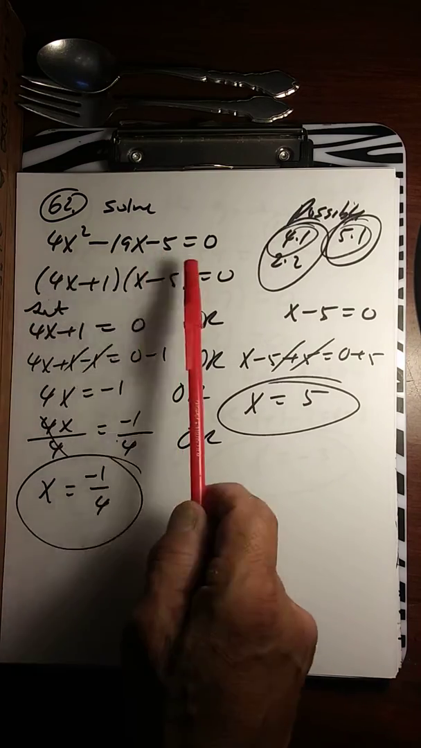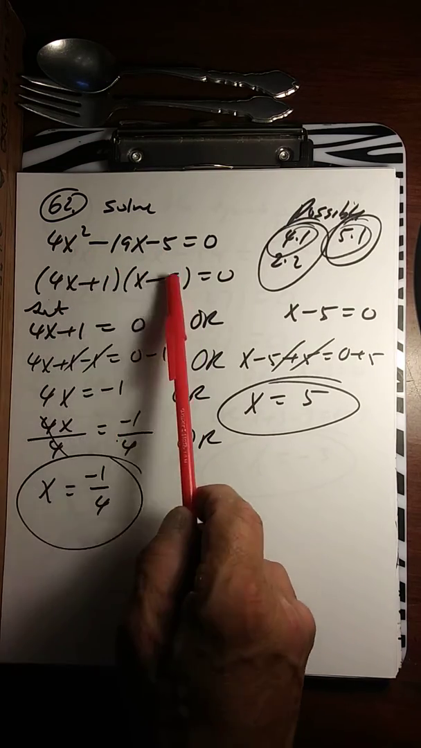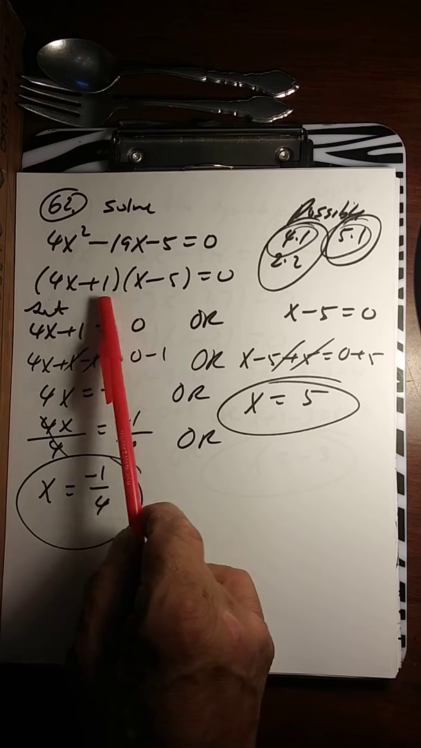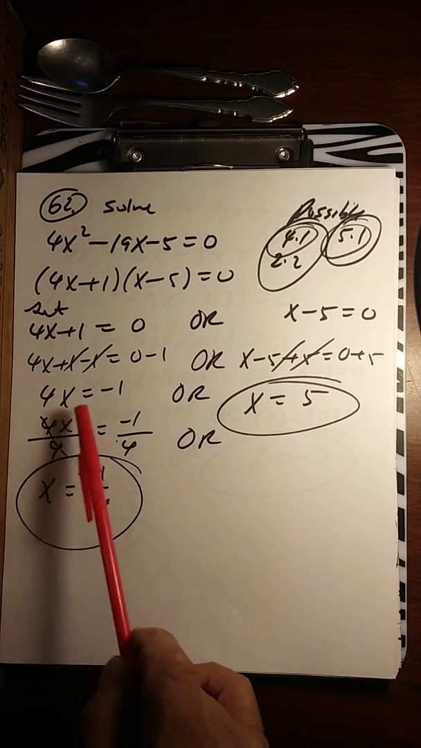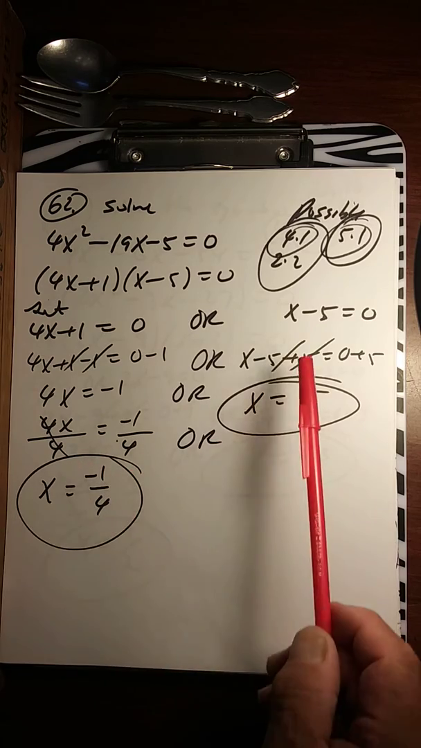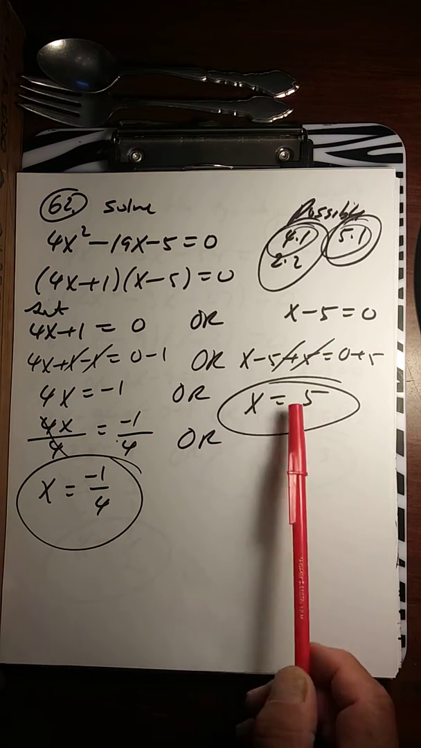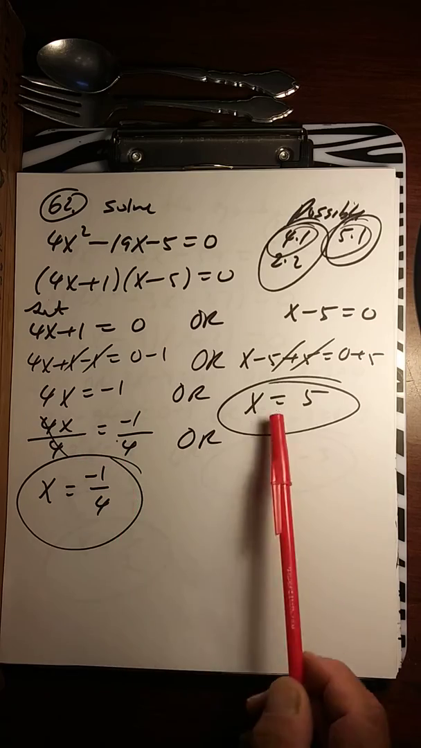So our guess, 4 times that is 4x squared. That's negative 5, that's going to be negative 20, and 1 is negative 19. Yes. So 4x plus 1 equals 0. Minus 1, divide by 4, x equals negative 1 fourth. Then x minus 5 equals 0. Add 5, so x equals negative 1 fourth and 5.